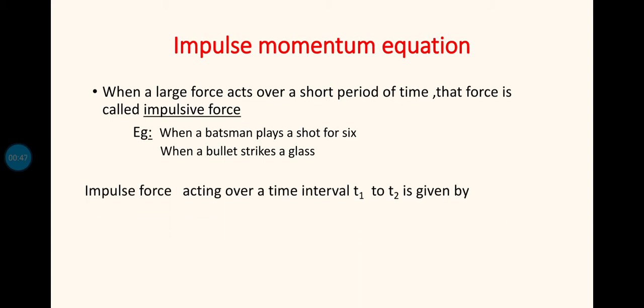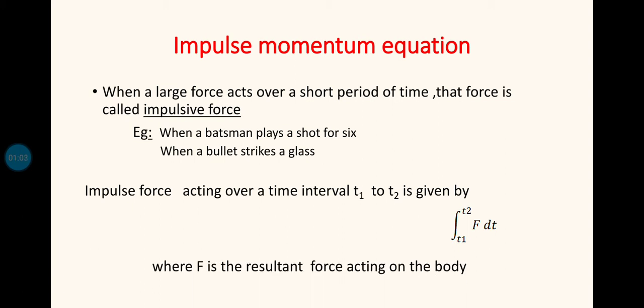Now impulsive force acting over a time interval of t1 to t2 is given by the integral from t1 to t2 of F dt. So the large force F is multiplied by the time dt and integrated within that time limit, where F is the resultant force acting on the body.